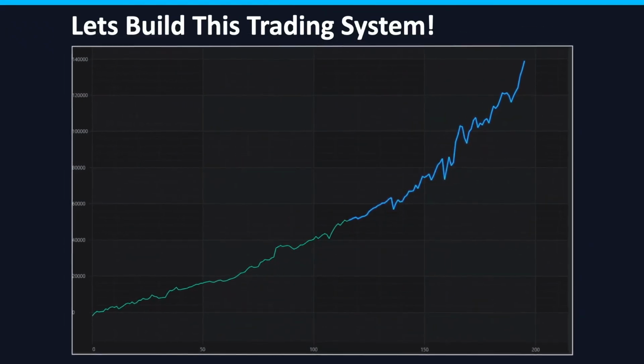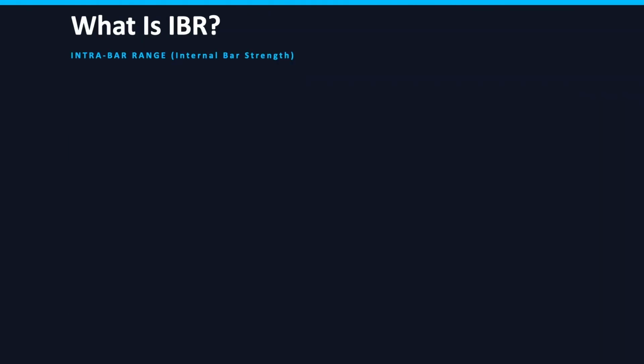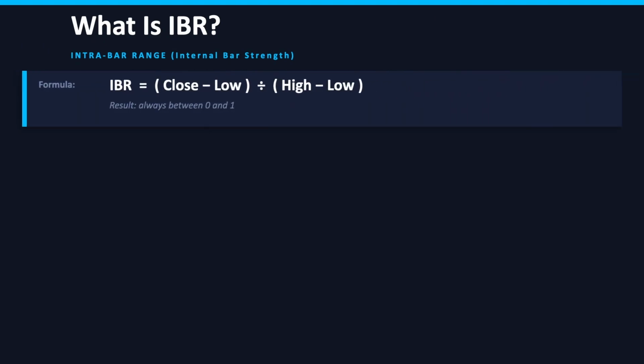Stick around, we're going to build this trading system in just a matter of minutes using Build Alpha. And we're going to do it using a simple indicator called IBR. So IBR is intra-bar range. It's also called internal bar strength. And this is what the formula looks like. Basically, we're taking the close minus the low over the entire range of the bar. So it's going to be a value always between 0 and 1.